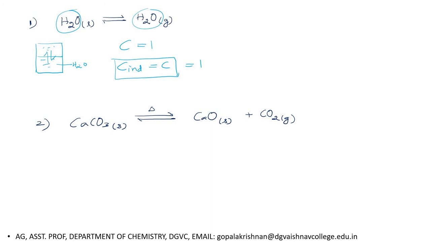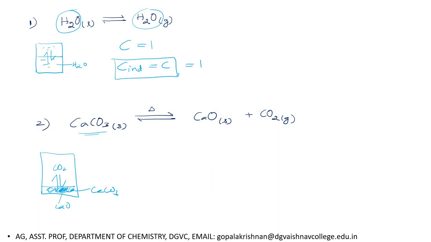Now let me do the second example. We have a system where solid calcium carbonate, on heating, will produce calcium oxide and carbon dioxide gas. Initially we have only calcium carbonate. On heating, the solid calcium carbonate decomposes to give calcium oxide solid and carbon dioxide gas.